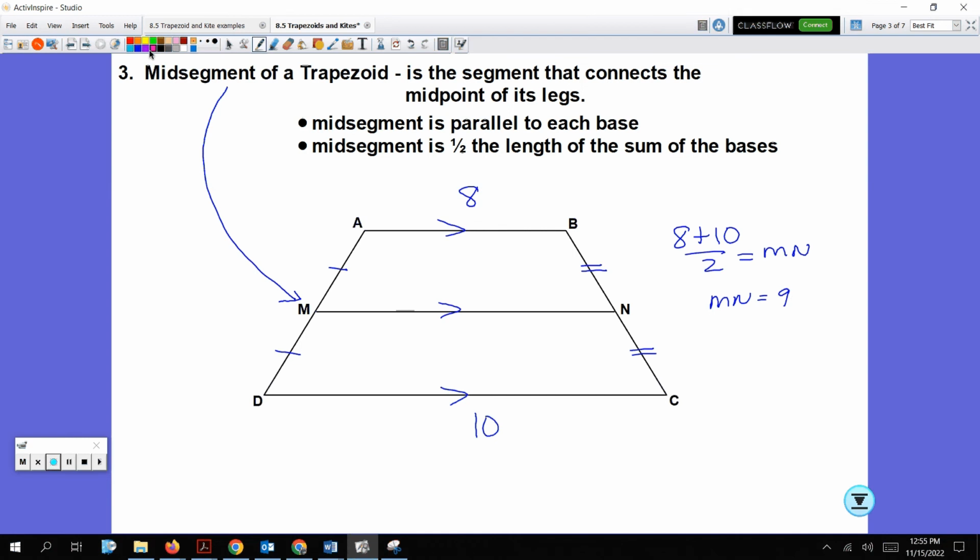If I was missing one of the bases, let's say I have 12 and that the bottom is 16 and I don't know what this is up here. So you set it up the same way, right? I don't know is usually like x, right? So x plus 16, you add the bases together, divided by 2, that equals the middle. To solve for x, I would just multiply both sides by 2 and get x plus 16 equals 24. Subtract 16, and we have x is equal to 8. So that means AB equals 8 in this case.